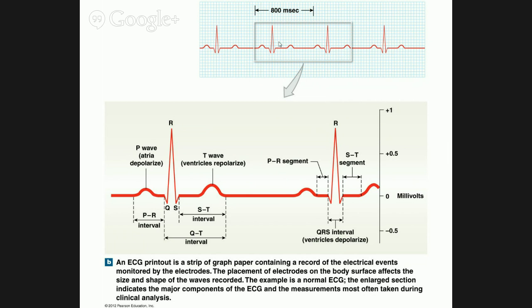Whoops, you can't see that. Up at the top here, you can't quite see it up in the black strip there. It says 800 milliseconds, which is 0.8 of a second. And again, that's the time between heartbeats, which represents a heart rate of about 75 beats per minute.